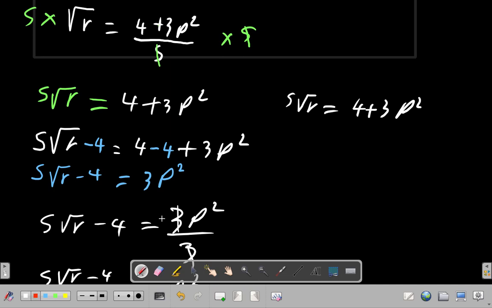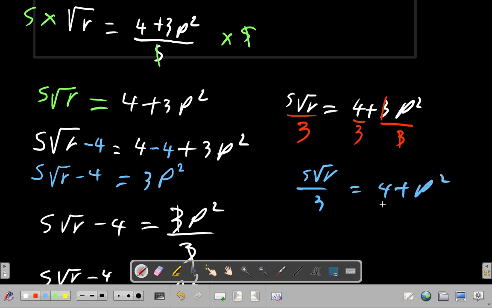Let's see. Suppose you divide both sides by 3 to get rid of the 3. Well, if you divide all of this by 3, you might say, but it's this 3 alone that you want to get rid of. So, let's look at it. If you divide this by 3, you must divide the 4 by 3 too, and this by 3. 3 cancels 3. Nice. So, what you have here is s square root of r over 3 equals 4 plus p squared. You see that?